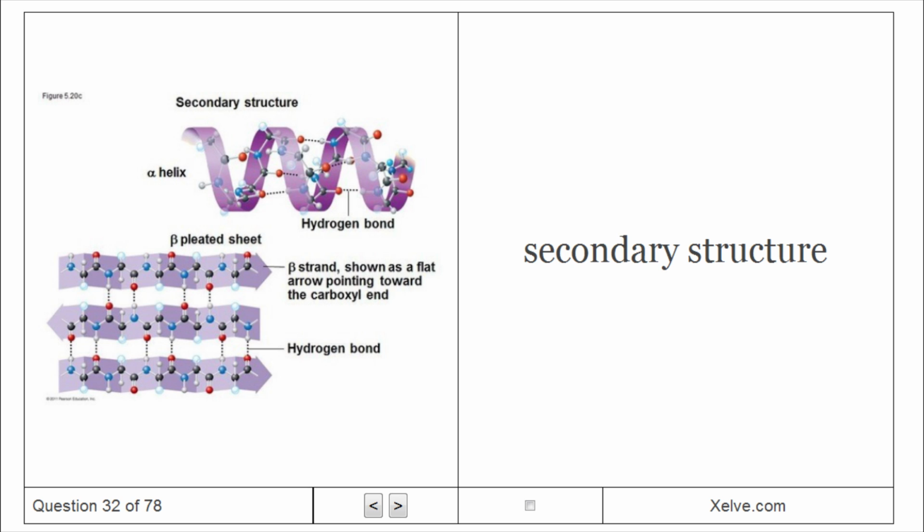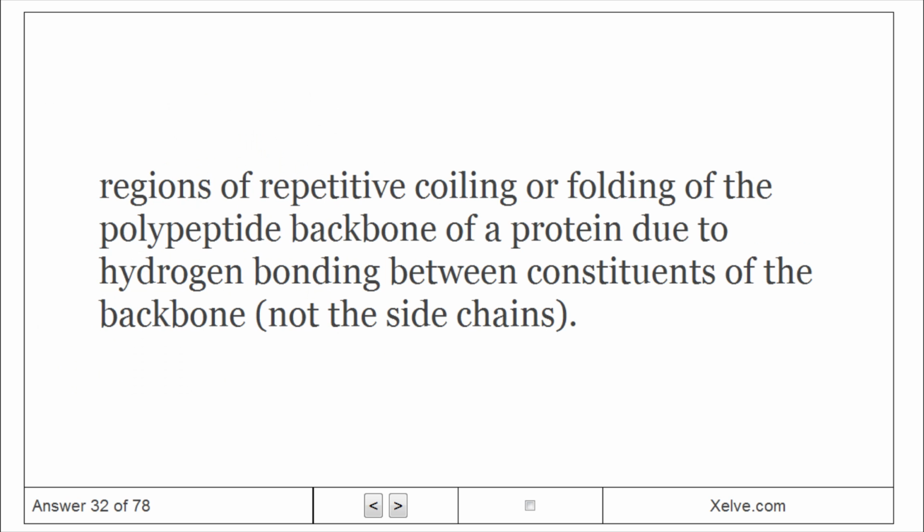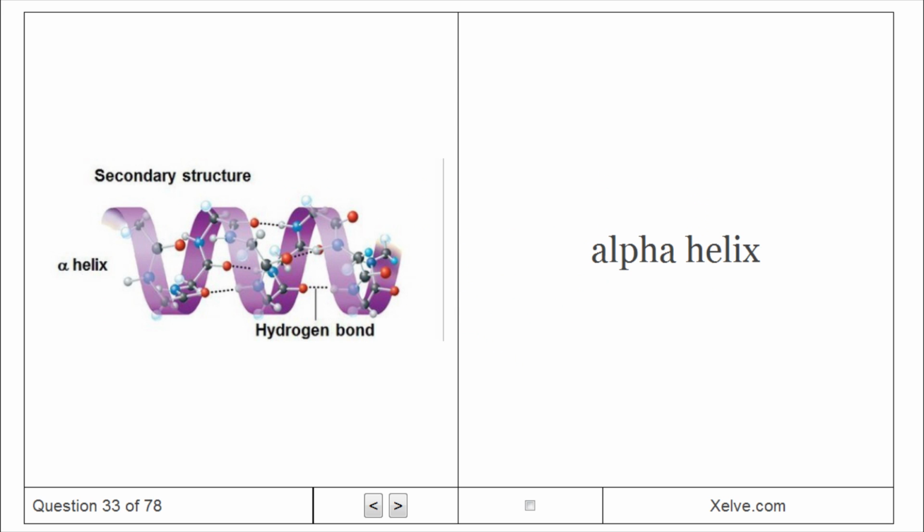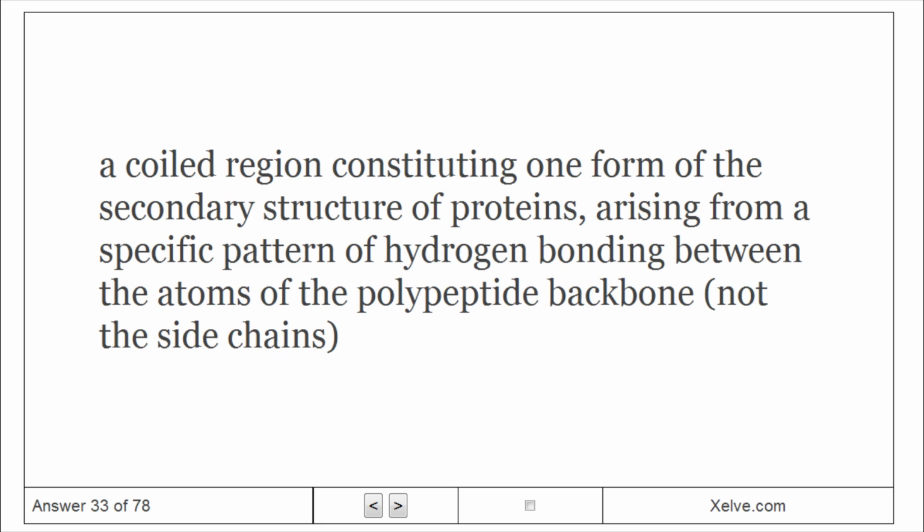Secondary structure. Regions of repetitive coiling or folding of the polypeptide backbone of a protein due to hydrogen bonding between constituents of the backbone, not the side chains. Alpha helix. A coiled region constituting one form of the secondary structure of proteins, arising from a specific pattern of hydrogen bonding between the atoms of the polypeptide backbone, not the side chains.